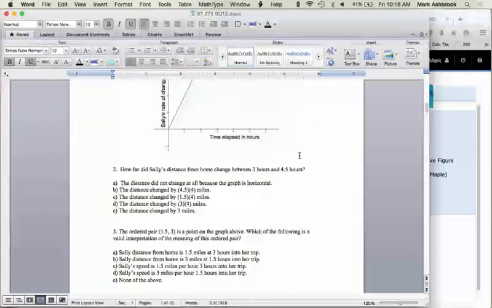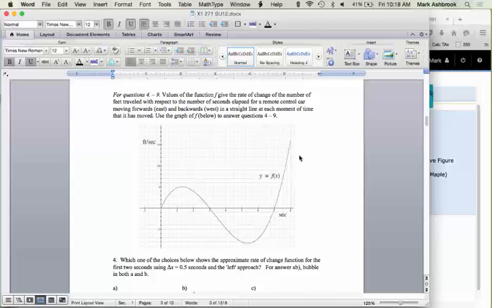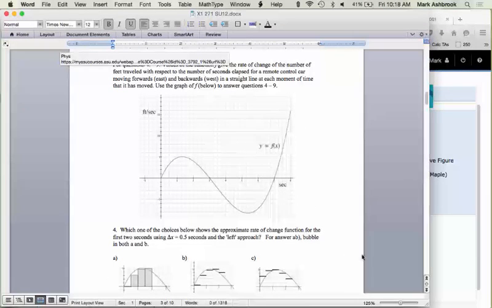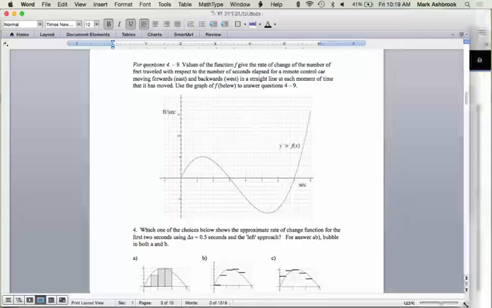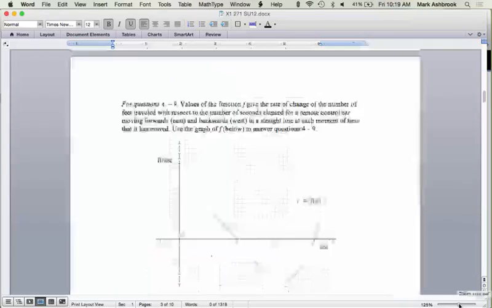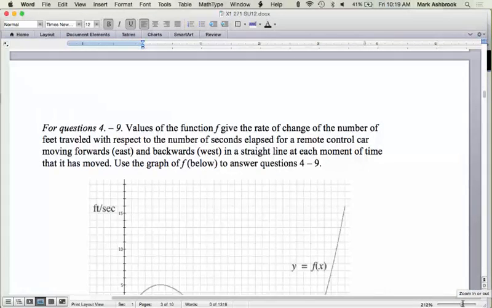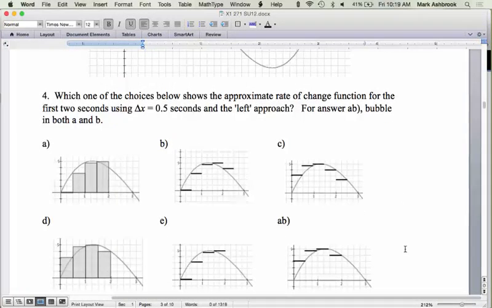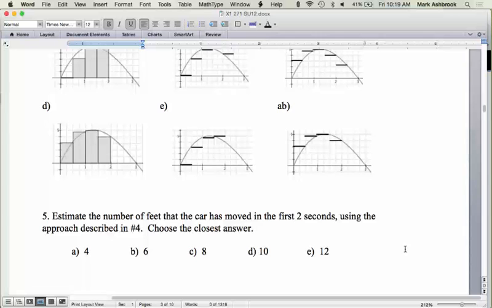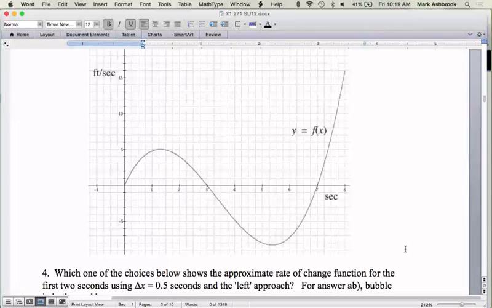Okay, I want to look at this one right here. So we're talking about the first 2 seconds, making an approximate rate function, and then estimating the number of feet the car has moved in those 2 seconds. So for the first 2 seconds, we're talking about from here to here.